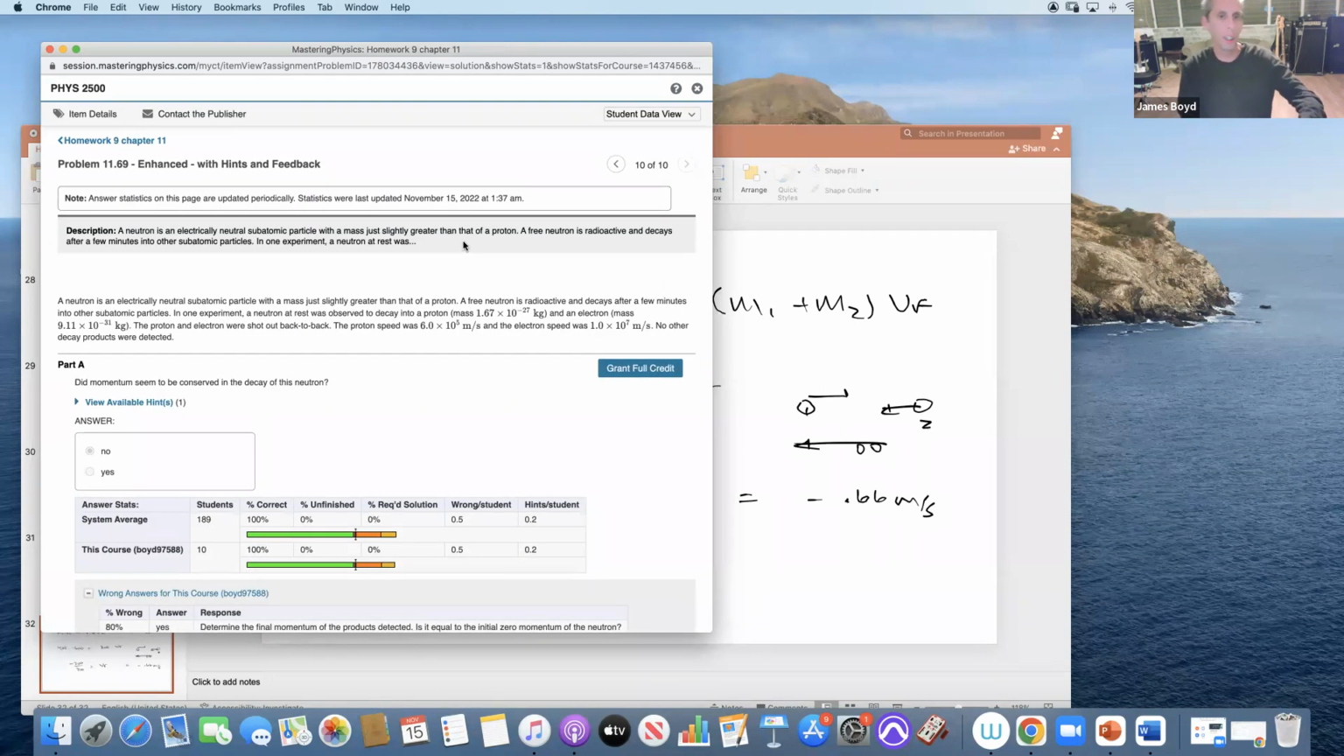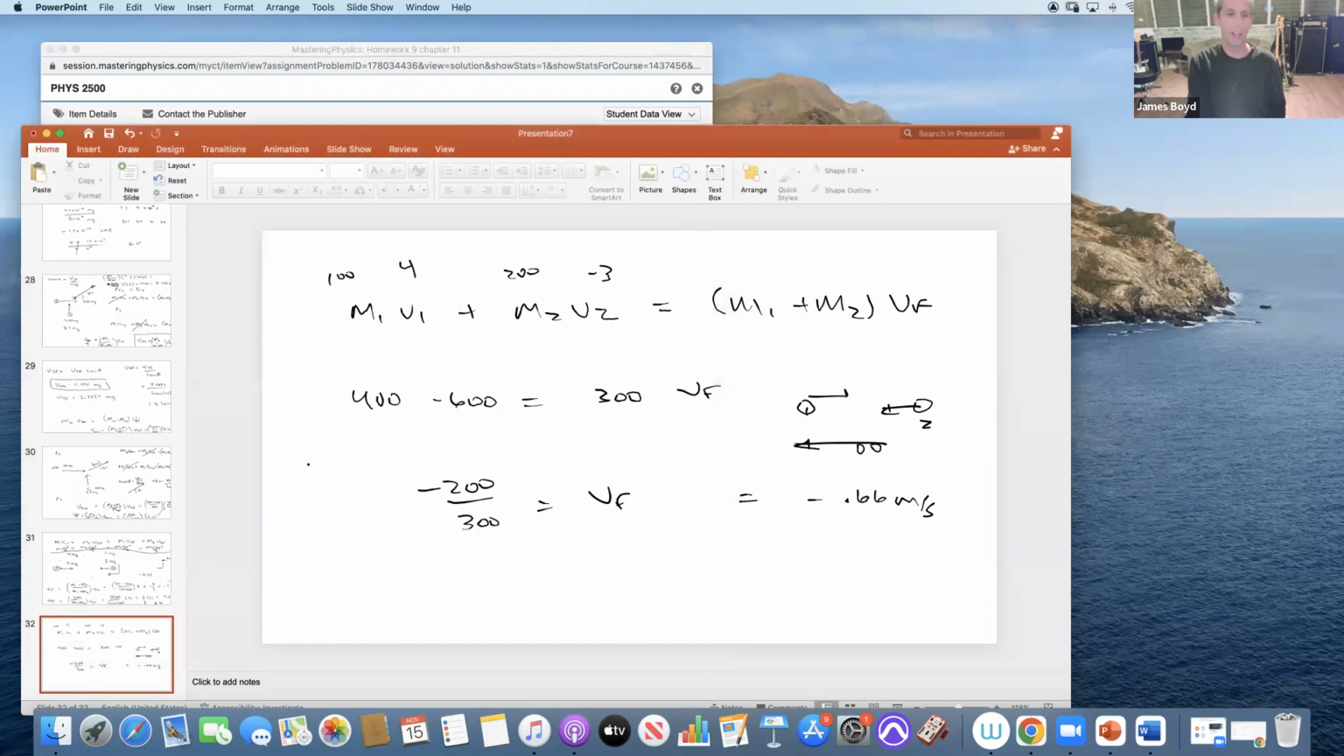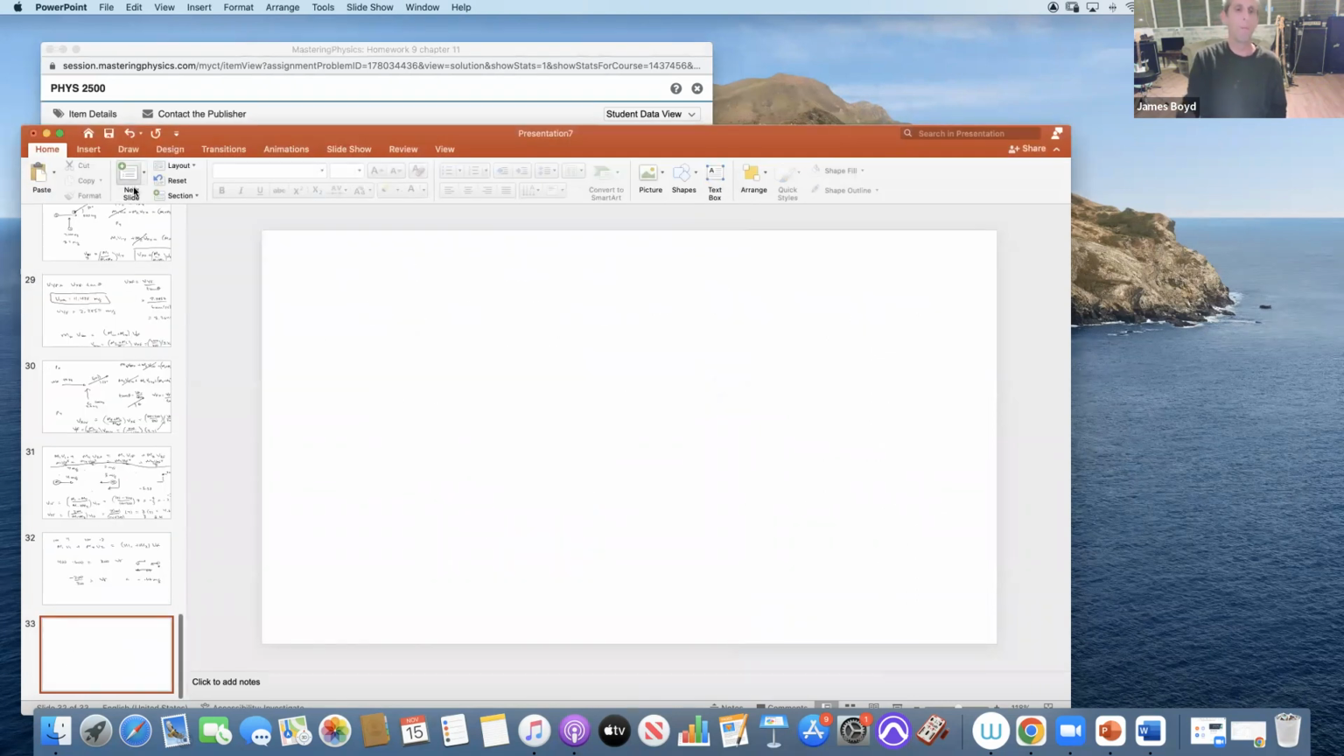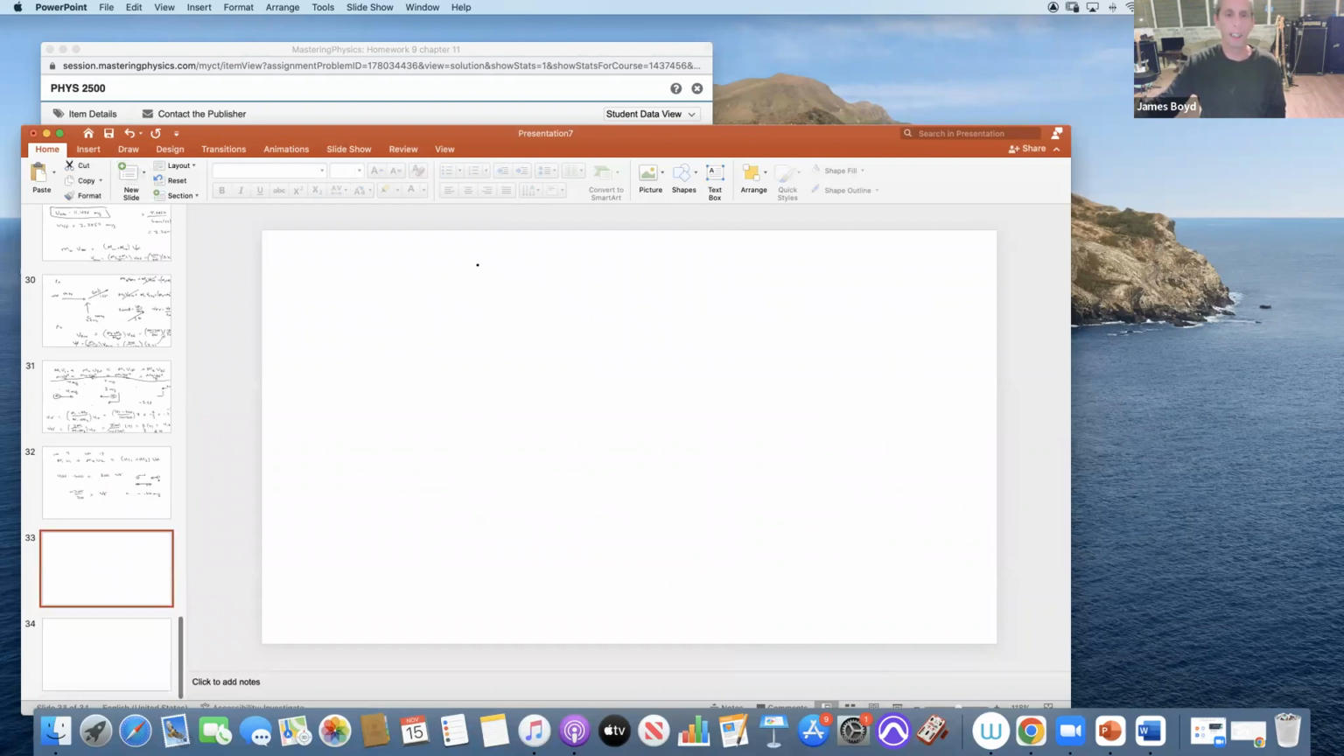A neutron has a mass slightly greater than a proton. Free neutrons undergo radioactive decay. In one experiment, a neutron decayed into a proton and an electron. They were shot out back to back. The proton had a speed and the electron had a speed, and no other decay particles were detected. Okay, so before it decayed, the neutron was just sitting there, and then it decays into a proton and an electron.